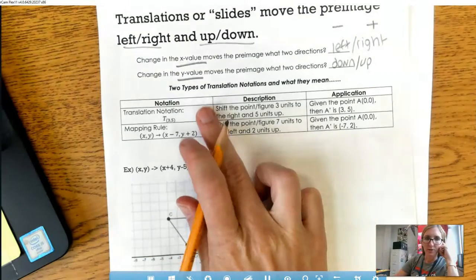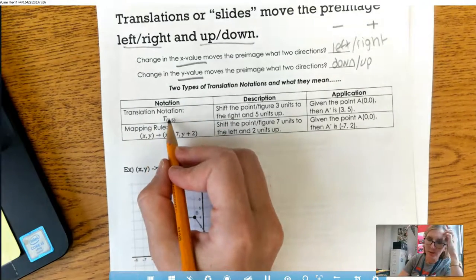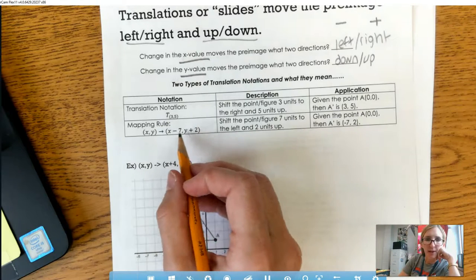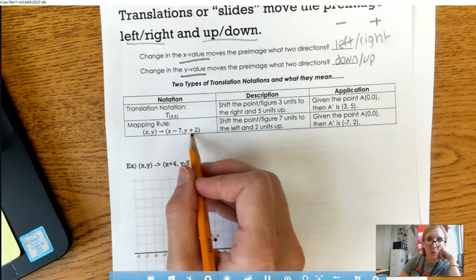All right, so you've got your translation notation and your mapping rule. Just pay attention to the order. The first one is the x value, the second one is the y. And then also pay attention to the signs, right? A negative in the x means left. Positive in the y means up.